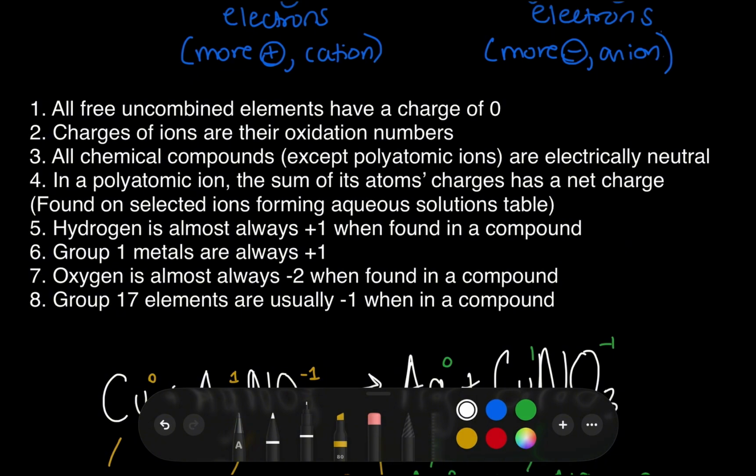Lastly, rule number 8: group 17 elements are usually negative 1 when found in a compound. Similarly to my previous explanation, since in group 17 the last digit of that number is 7, it's going to need 1 more valence electron to achieve that octet shell, because 7 plus 1 is 8. So it's going to need 1 more electron to reach stability.